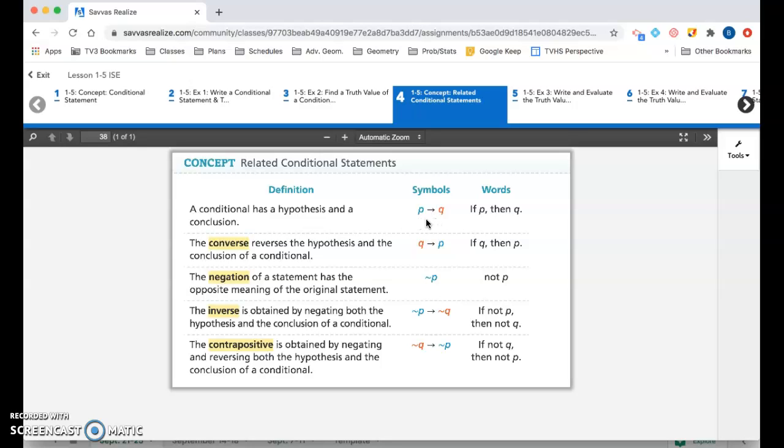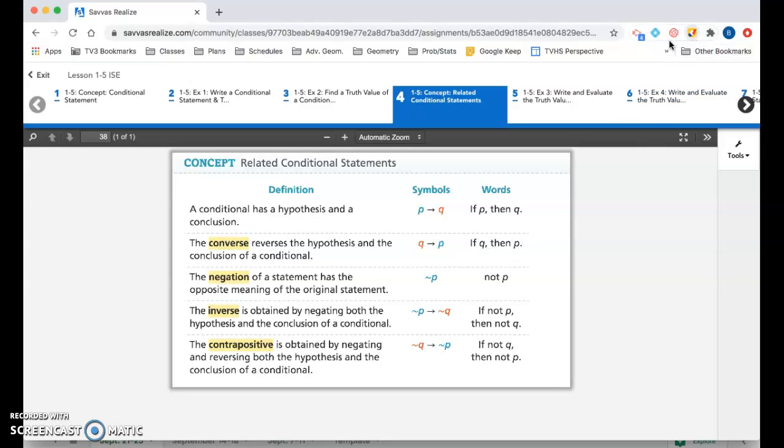So a conditional says if P, then Q. But if we play around with this P and the Q and the direction of the arrow, then we can create a few different kinds of statements related to our original statement. So to start with, the converse of the statement. This is what happens when we take the hypothesis and the conclusion and we switch them around. Whereas our original statement said if P, then Q, our converse statement says if Q, then P.